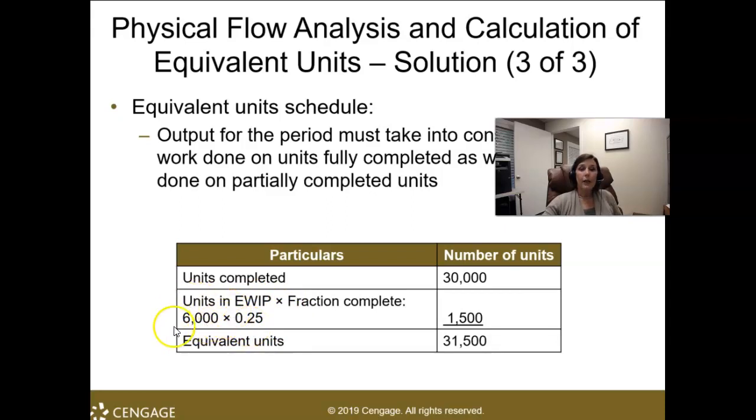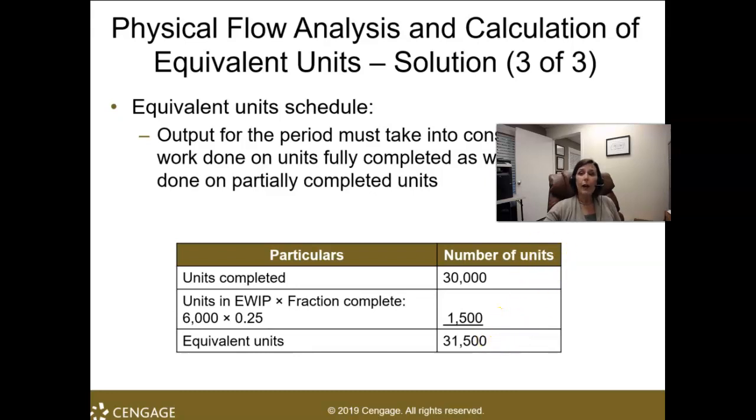And if we take the ending work in process inventory and multiply that by 0.25, that gets us an equivalent number of units in our work in process inventory of 1,500 units. Therefore, our total equivalent units that we're going to be dealing with for this period is 31,500. We've got the units that we finished plus the units in process, and there we go.